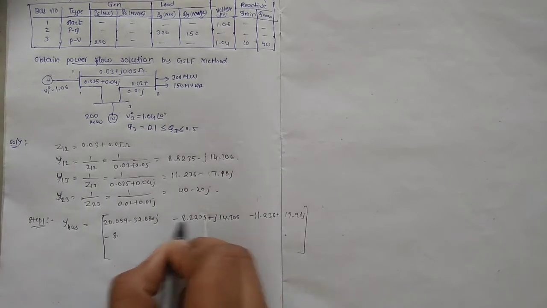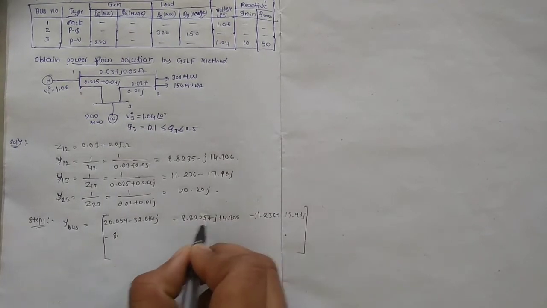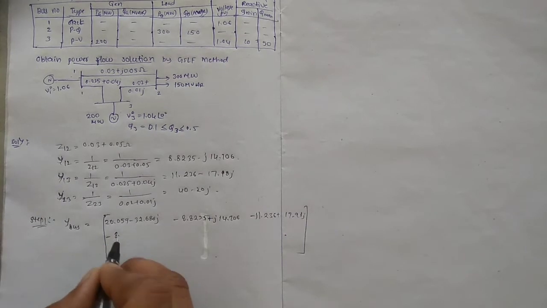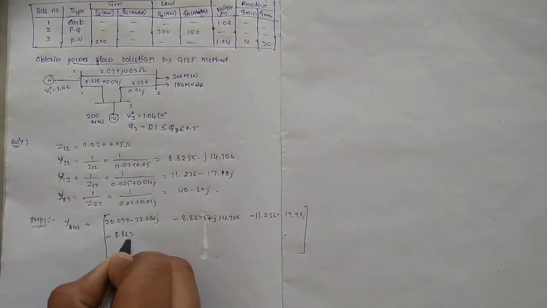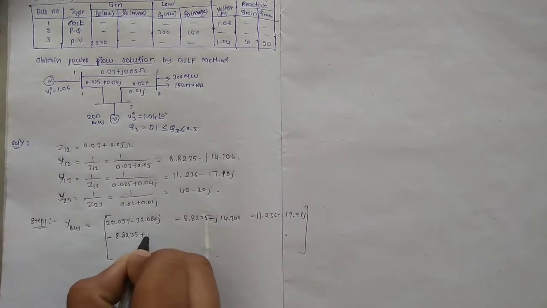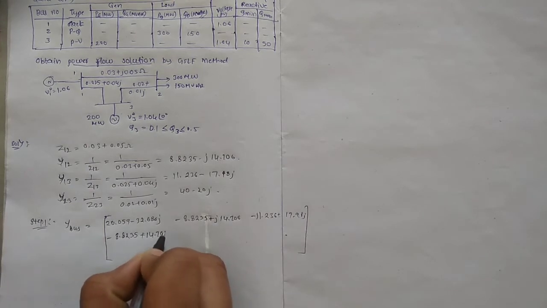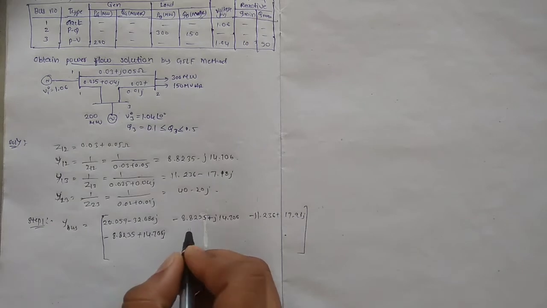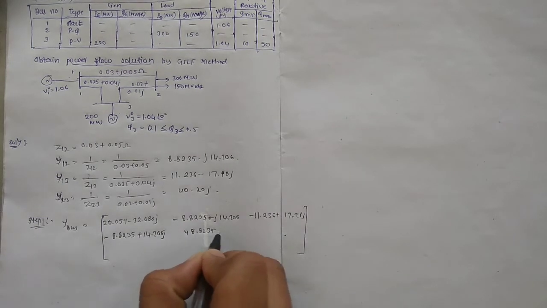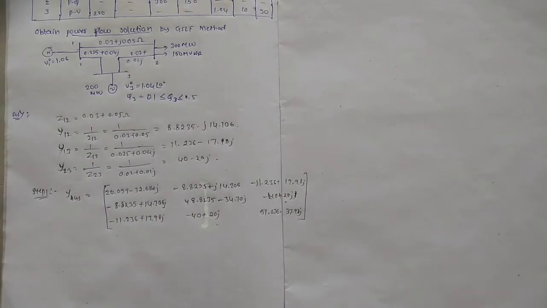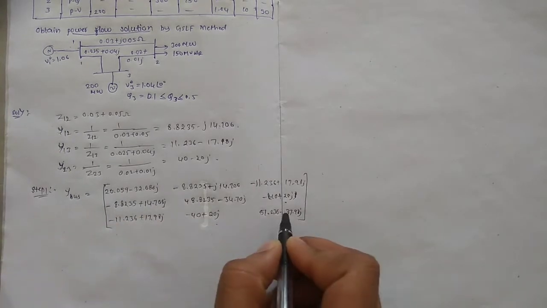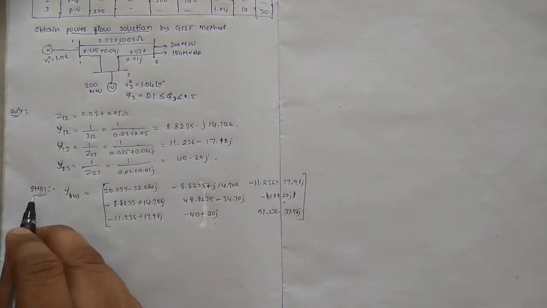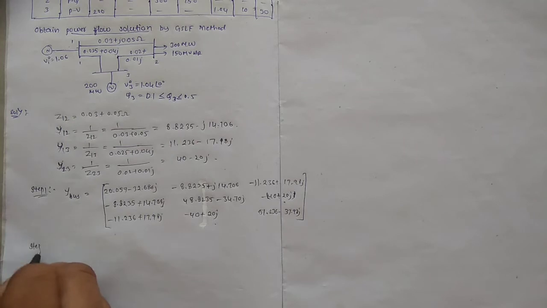Similarly, Y12 is equal to the Y21 element. How to write the Y-bus for a 5-bus system, you can watch my previous video; the video link is in the description. Now we got this Y-bus. Our very first step is over, and we'll go to the second step.